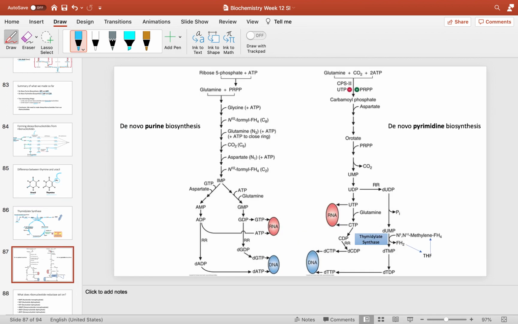Alright, so this is actually a pretty cool diagram I found on someone's Quizlet online, and it's pretty useful. It covers almost everything except for the salvage pathways. So let's quickly see what happened.